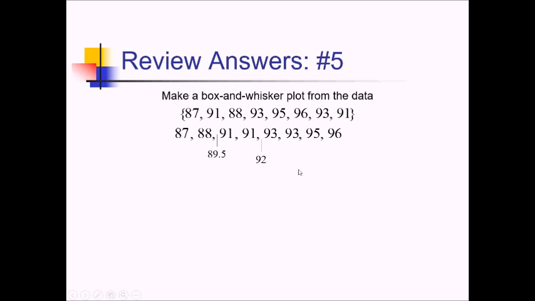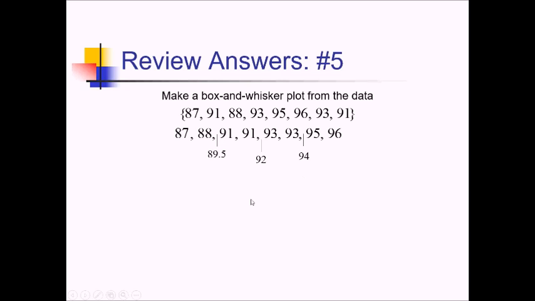And then we have to do the same thing for the upper half of the data, from 93 to 96. So the 2 middle numbers there are 93 and 95. The middle number between those, the mean in this case, is going to be 94. And this gives us enough to draw our box and whisker.